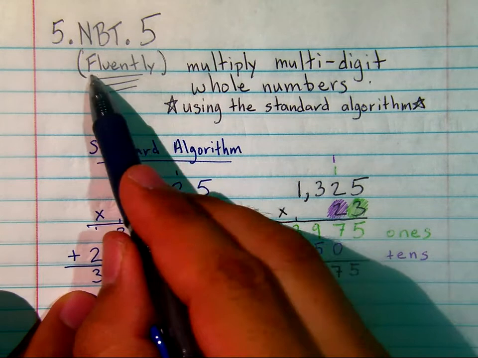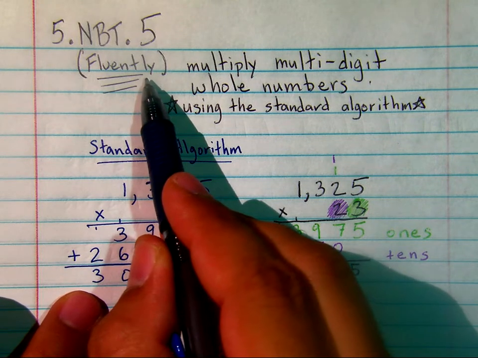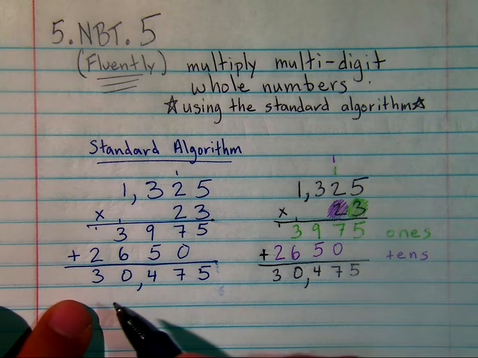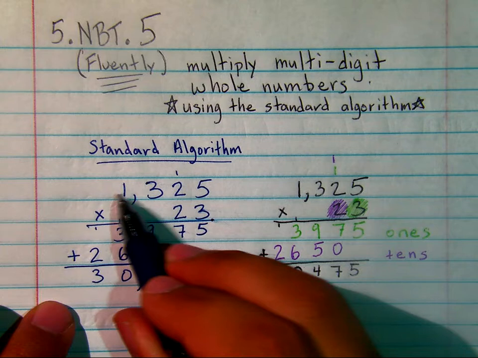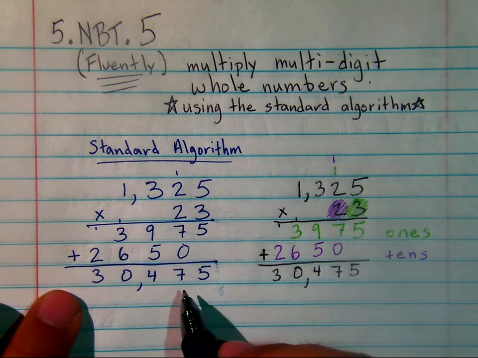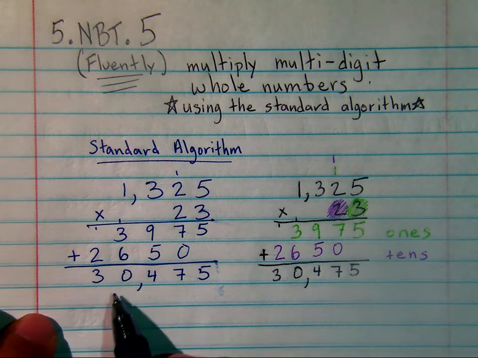Fluently means quickly and accurately. The only way to really get good at that is to understand why we're multiplying the 3 times these numbers, to multiply the 2 times these numbers, and adding them up. Well, in fourth grade, you learned the strategies that explain why we do it that way.